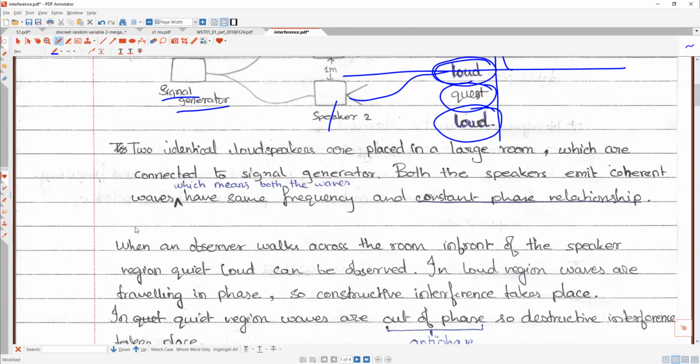Both the speakers emit coherent waves, which means both the waves have the same frequency and a constant phase relationship. This is the definition of coherent waves you are supposed to remember. Same type of wave, same amplitude, same frequency, same wavelength, and same constant phase relationship.